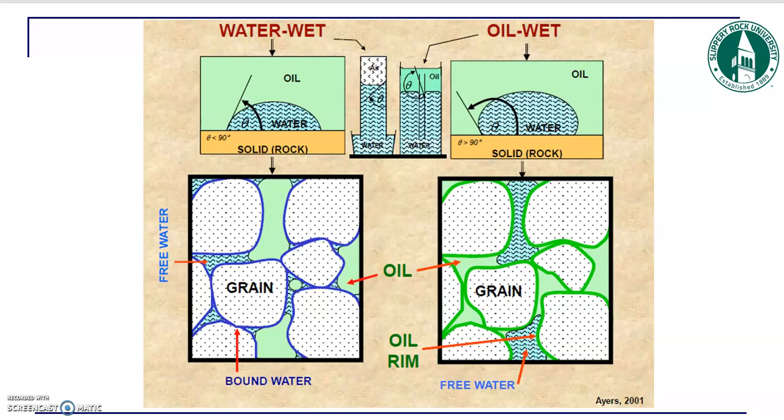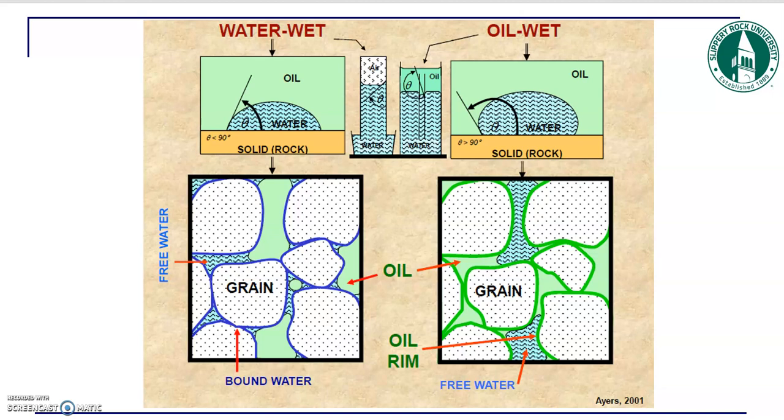It's kind of obvious from this figure that if you have a water wet rock, the water will stick to the surface of the rock and the oil is free to move. So ultimately you will have higher oil recovery from a water wet system. Now compare it to an oil wet system, where the oil sticks to the surface of the rock and water is free to move, so you will have less oil produced eventually.